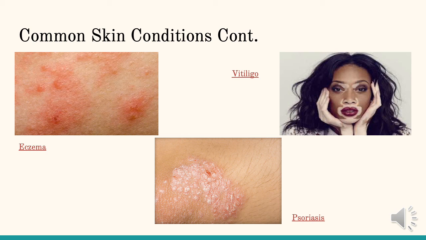For vitiligo, the skin doesn't have its characteristic color because it has lost its melanin. For some reason, the pigment-forming cells known as melanocytes have been destroyed. For psoriasis, Kim Kardashian, her mom Kris Jenner, the golfer Phil Mickelson, LeAnn Rimes, and Jerry Mathers, who was the Beaver on Leave It to Beaver, all have psoriasis.